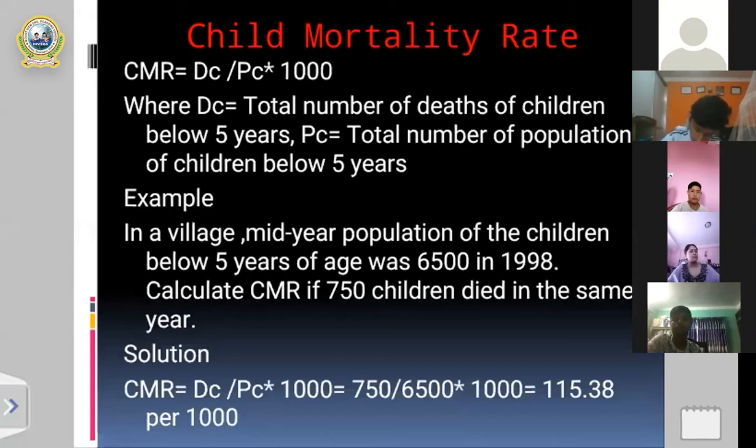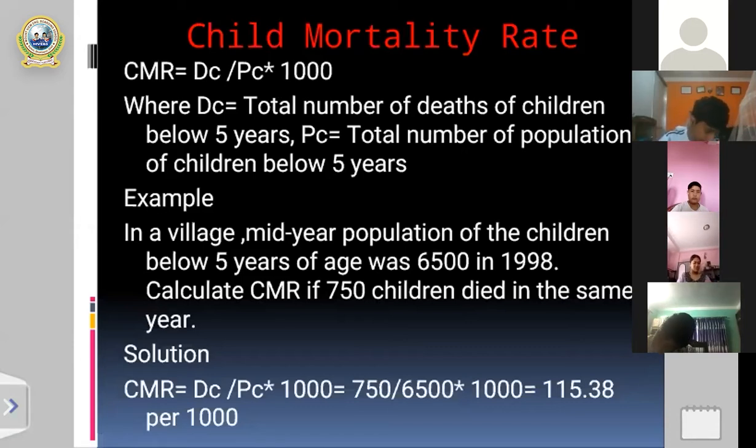Now we are going to calculate the solution, and for the solution, once again, in the top of the screen the formula is mentioned here: CMR equals D small c divided by P small c multiplied by 1000. It means total number of dead under the age of 5 divided by total number of population below the age of 5. So my dear students, you can see on the slide, in the question paper, the total number of dead is 750. It is given in the question paper, right? And what's the total number of population? The total number of population was given as 6,500 in 1998, right?